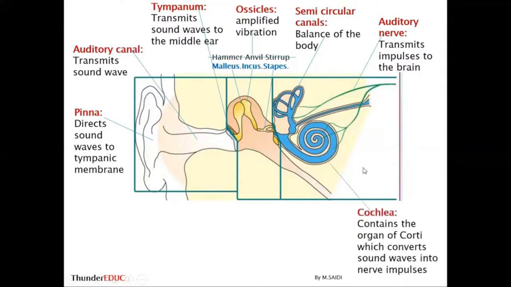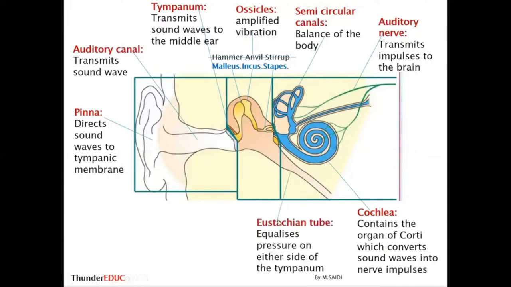Then you have another part which is called the cochlea, the coiled part. When you're talking about hearing, you have to uncoil it. It contains the organ of Corti, which converts the sound waves into impulses. The organ of Corti has sensory cells which detect the change in pressure. They are stimulated depending on how much pressure is applied, and then it converts that pressure or waves into an impulse. The impulse is sent to the brain for interpretation.